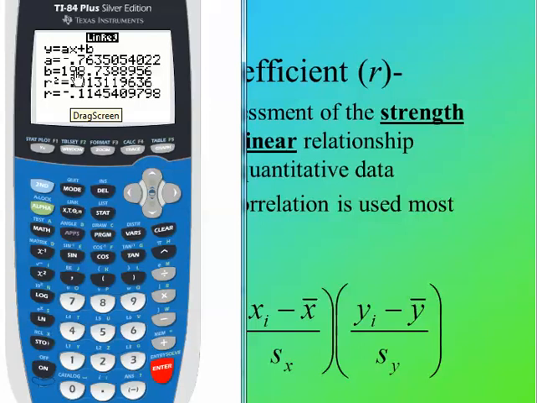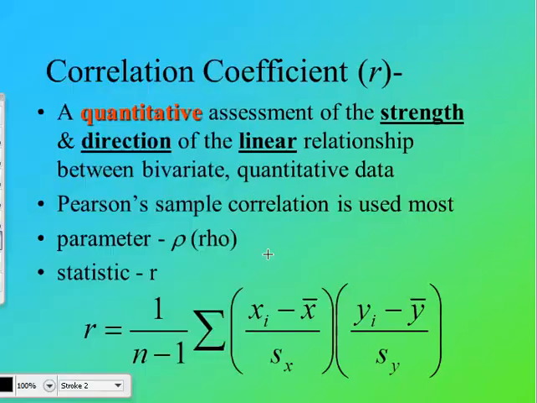Okay? You can see how it starts with a negative number here? That's telling me that it's a negative relationship. That's what mine on my graph here was saying, that it was a negative relationship. And this R value, we'll have to look at that. But this R value is a quantitative assessment of the strength and the direction of the linear relationship between bivariate quantitative data. Now, the Pearson sample correlation is most used.